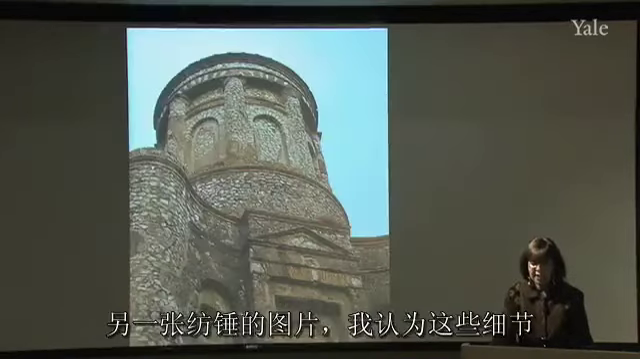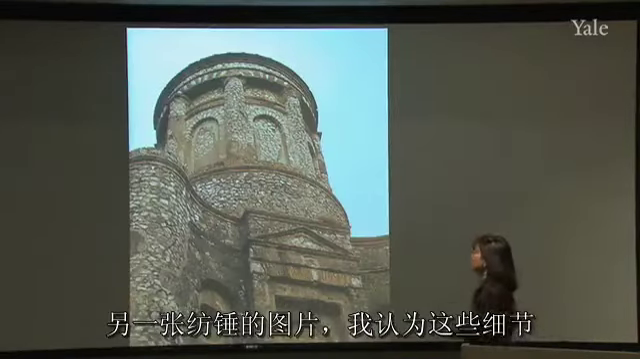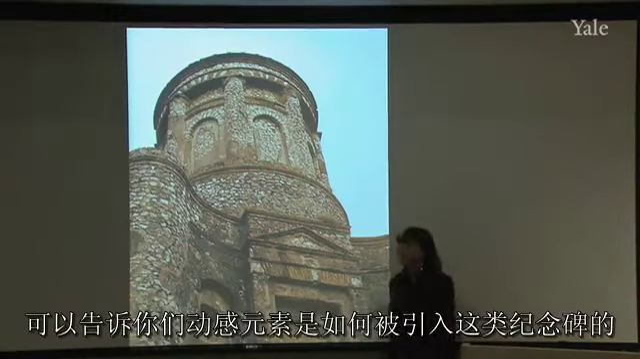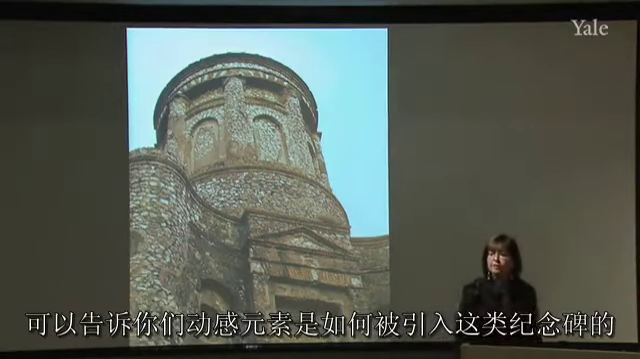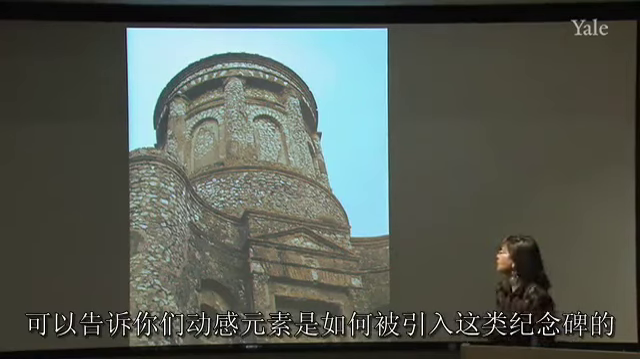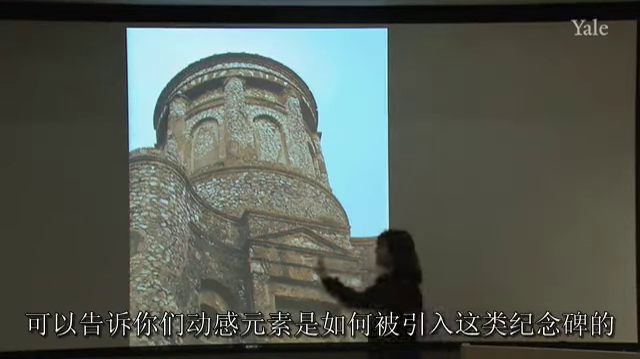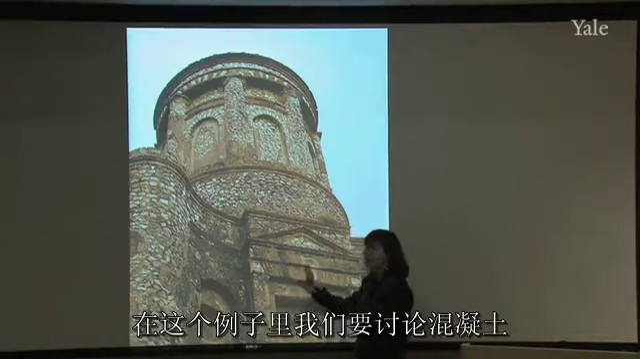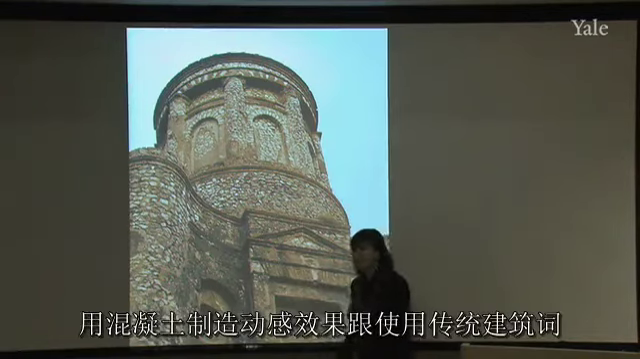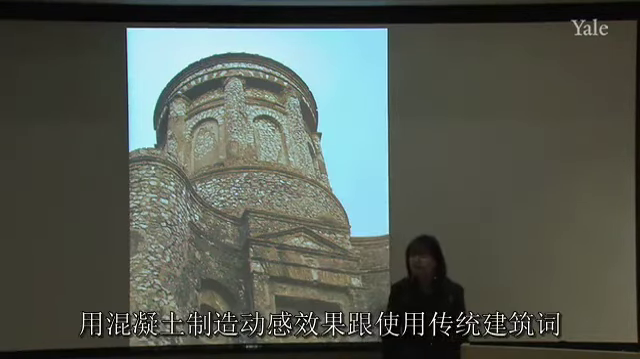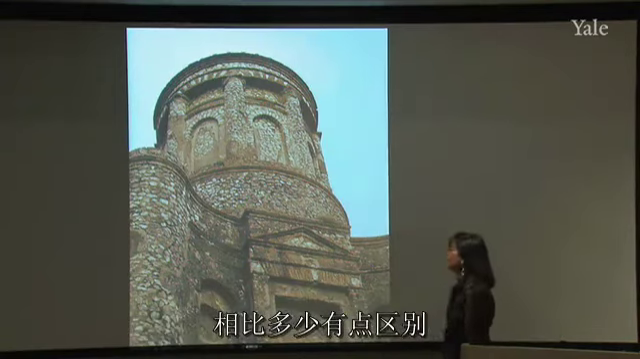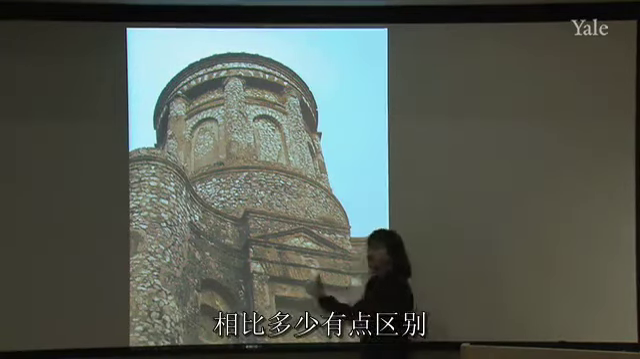Another view of La Canochia, a detail which I think shows you what I mean about motion being introduced into monuments like this. In this case, we are dealing with concrete, and the use of concrete to create undulation is somewhat different than the use of the traditional vocabulary of architecture.